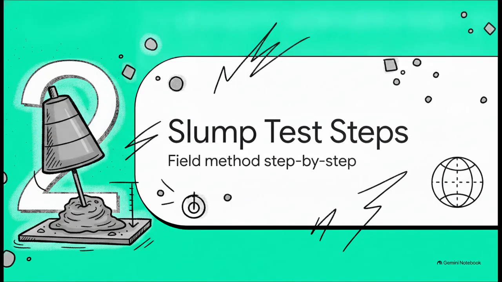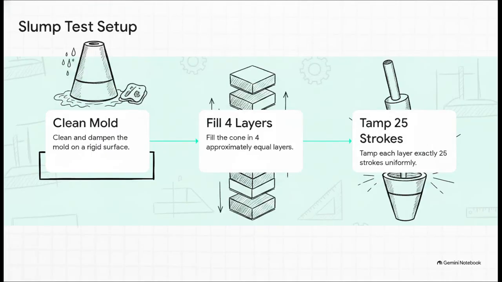Moving on to Section 2, Slump Test, step by step. Let's walk through this field method. Okay, let's step into the lab setup. Step 1, we thoroughly clean the inside of our slump cone, dampen it just a bit, and place it on a rigid horizontal metal plate. Step 2, we fill that cone in exactly 4 approximately equal layers.